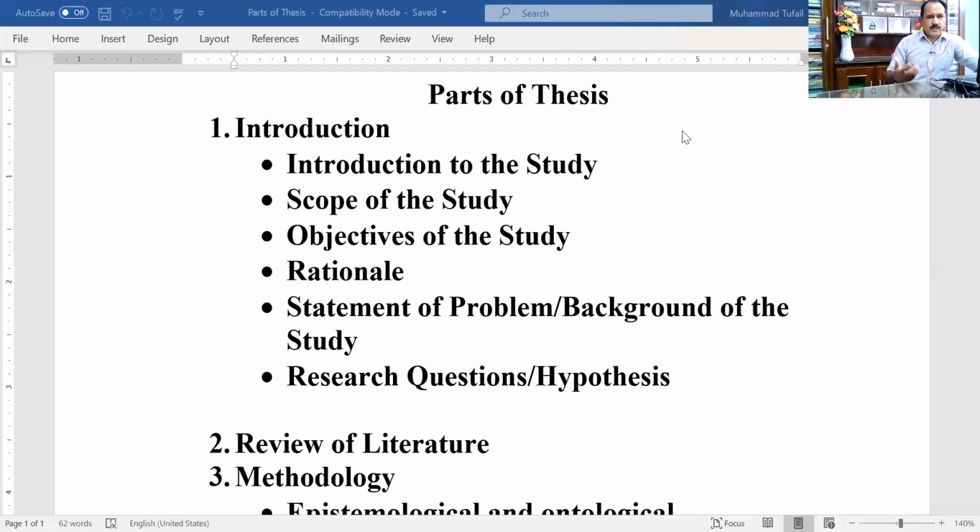So that could be any kind of frame of reference, our theoretical framework, from where you want to analyze and discuss that particular component. So this is the introduction.